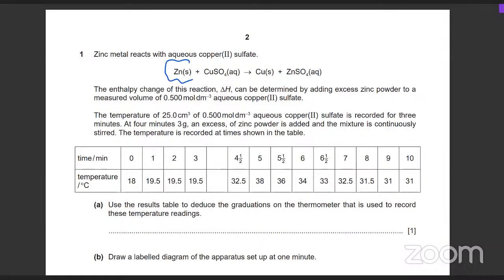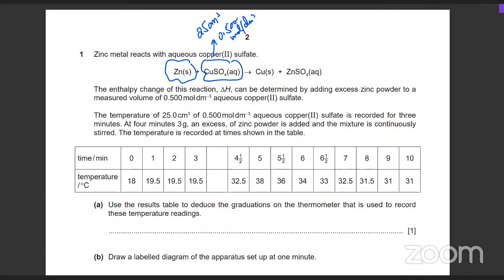So it's a typical displacement reaction. And the enthalpy change of this reaction, delta H, he's trying to determine the enthalpy change by adding excess zinc powder to a measured volume of 0.05 mole per dm cube. So he measures 25 cm cube, so the amount of copper sulfate that you have is 25 centimeter cube and 0.5 mole per dm cube.